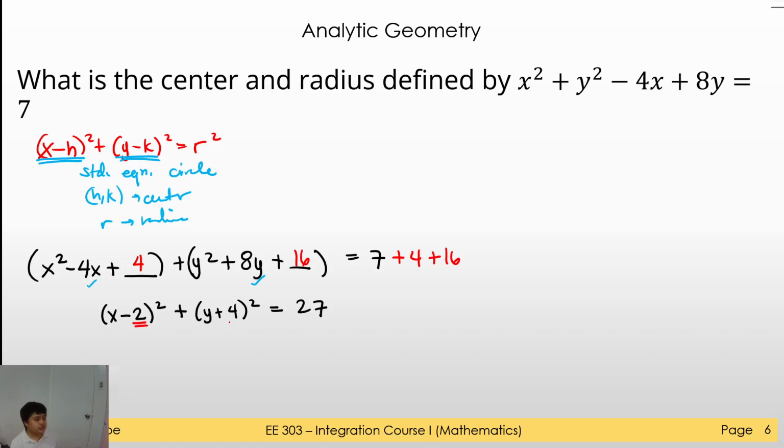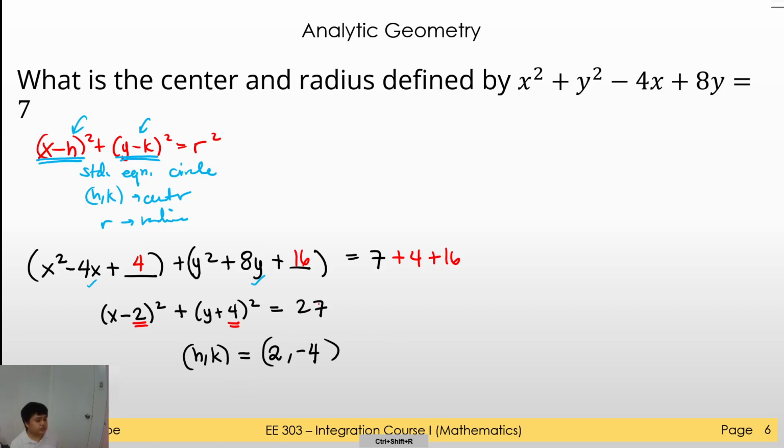So we can already see here that the value of h and k, so the center of your circle, will be 2 and negative 4. So why is that? Because the standard equation says that it should be negative h, no? So therefore h should be positive. So h is positive 2, and k here, since it is in the form y minus k, if this is y plus 4, that basically means y minus negative 4. So the k here should be negative 4.